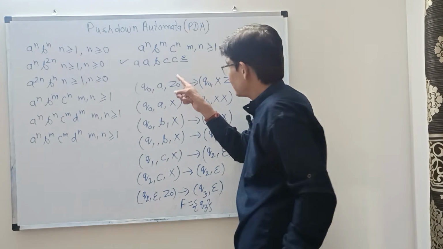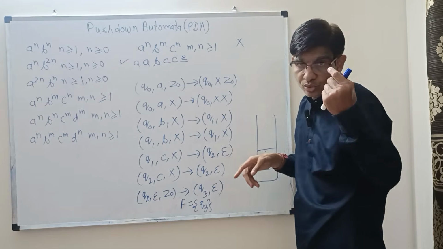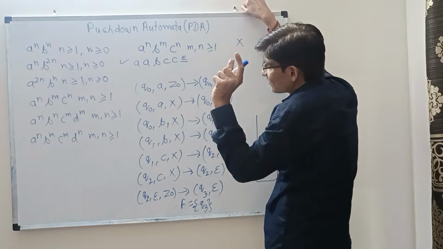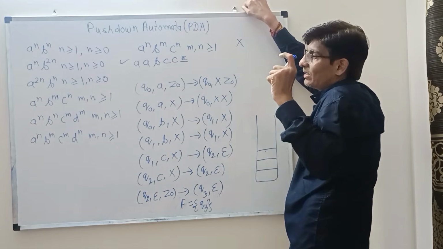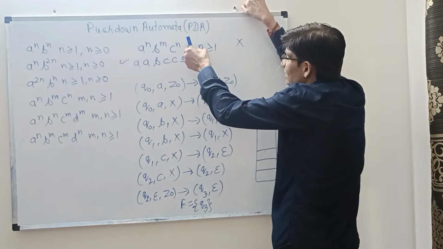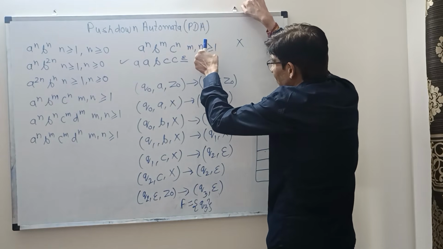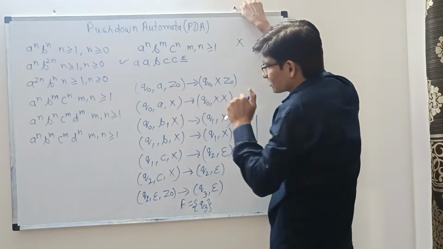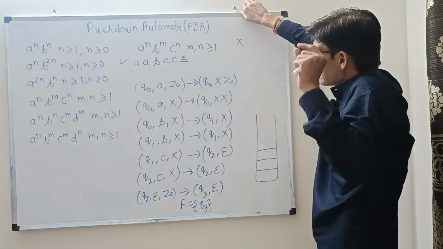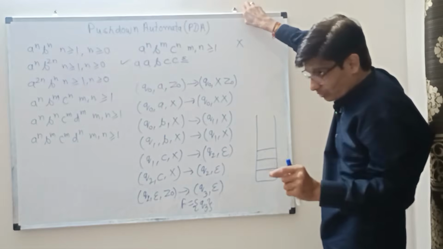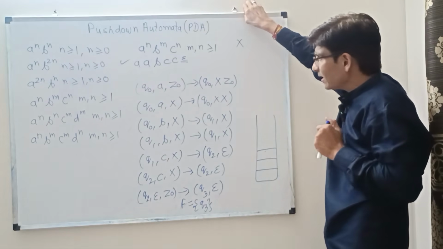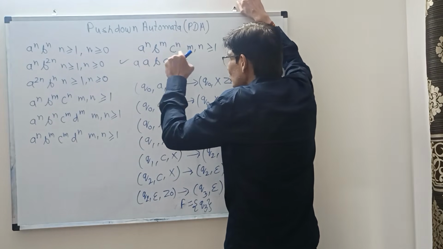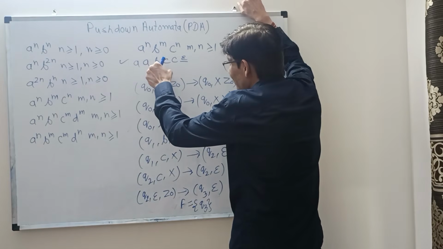Now, as we have two variables here, m and n, the conditions for both may be the same and may be different also. So if m and n both are greater than or equal to 1, we have seen the transitions already. Now suppose m is greater than or equal to 0 and n is greater than or equal to 1. So in this case, the number of B may be 0 also.